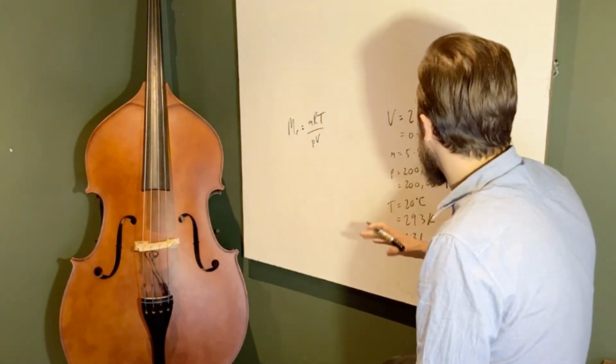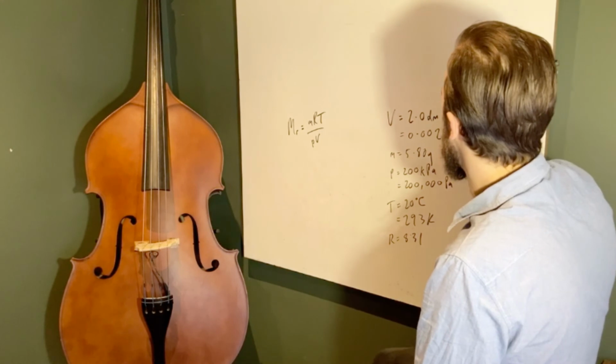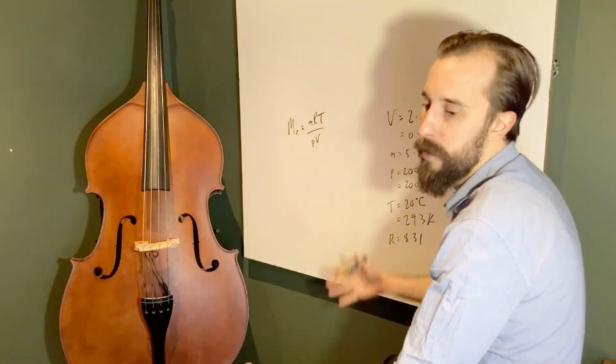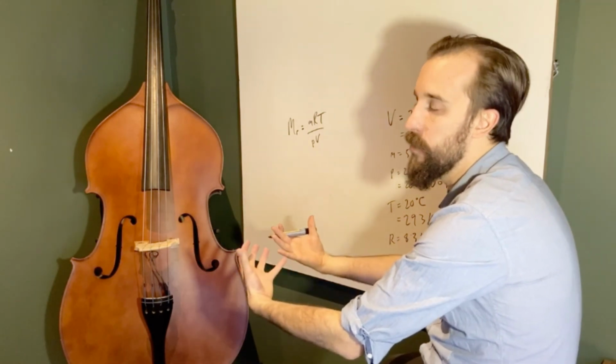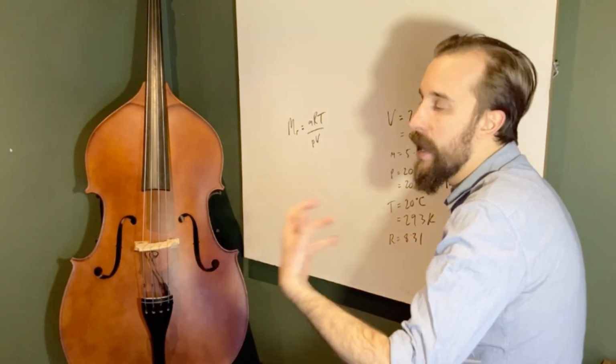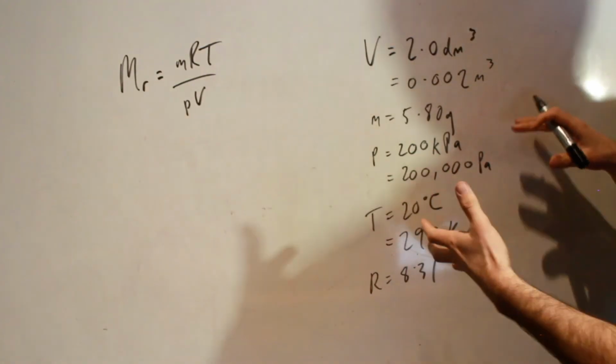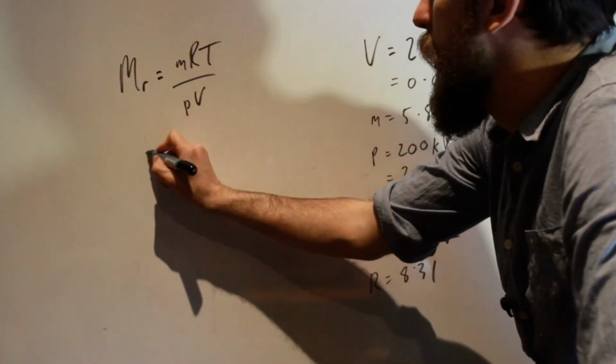So every time, you want to be collating your information, you want to be showing your conversions, you want to be showing the equation you're using. Don't just put a bunch of numbers on the paper because your markers aren't going to want to have more work than they already have. So at this point, we can plug all these into our equation.